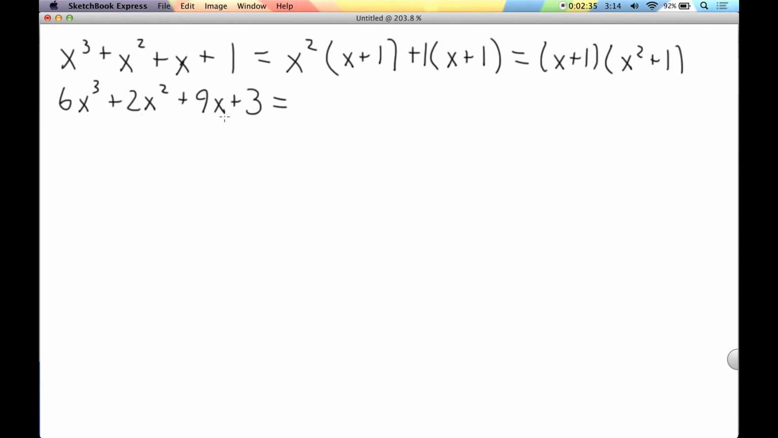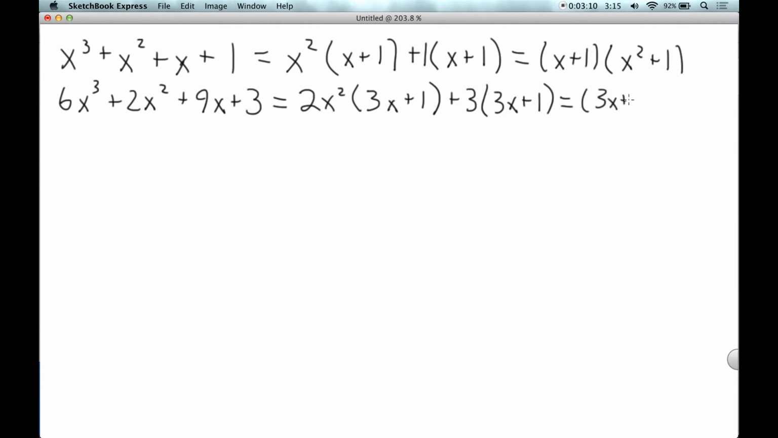So same thing here. When we have 4 terms, we're going to just first start by looking at the first 2. What can we factor out of here? Well, we can factor out 2, and we can factor out x squared. So then we'll be left with 3x plus 1. And now what can we factor out of the 9x plus 3? We can just factor out a 3 from there, and we'll again be left with 3x plus 1. So, once again, we have a 2x squared and a 3 being multiplied by a 3x plus 1, which means the 3x plus 1 can multiply by 2x squared plus 3. It's the same thing.